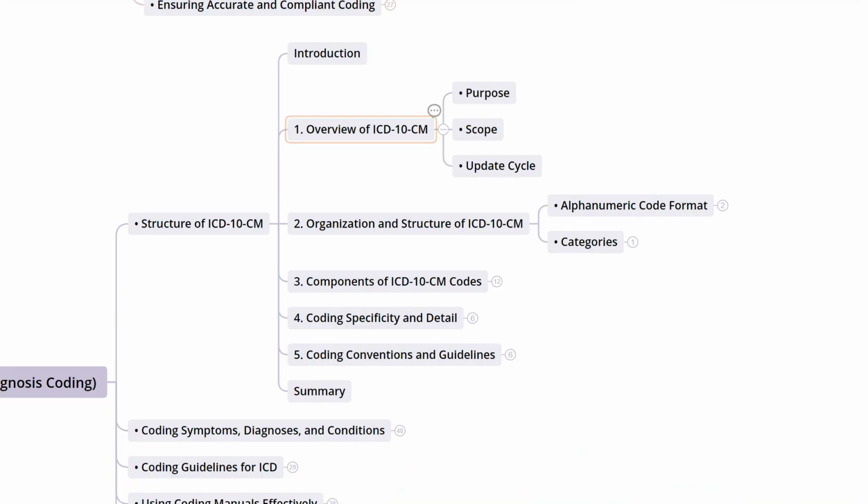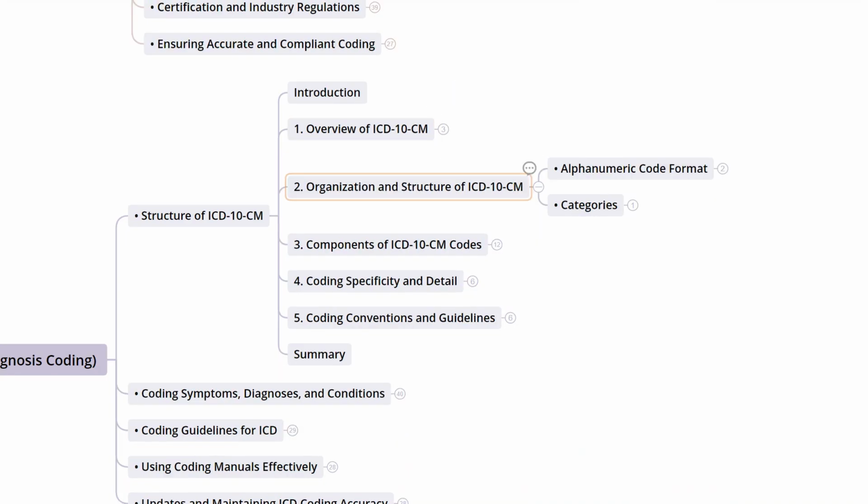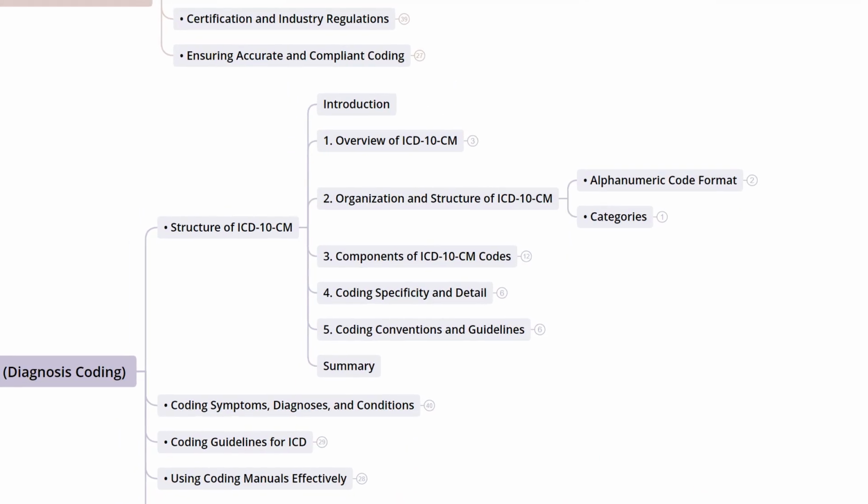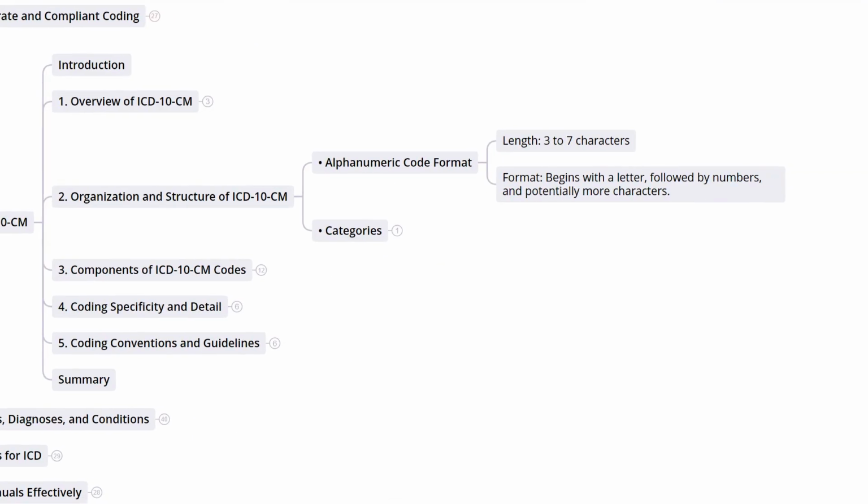Next, organization and structure of ICD-10 CM. Alphanumeric code. Length is 3 to 7 characters. And format: it begins with a letter followed by a number and potentially more characters.